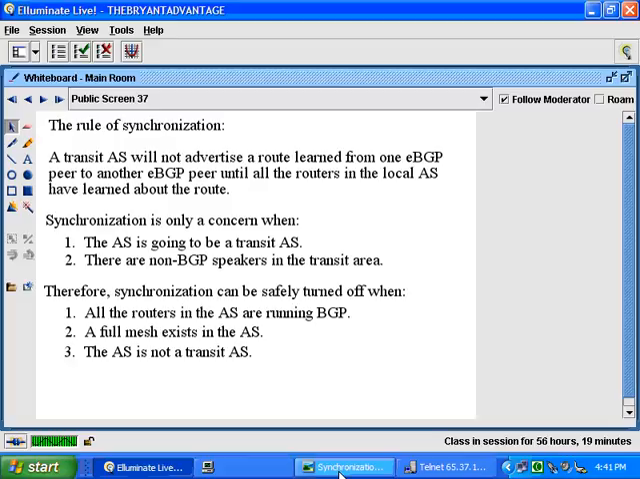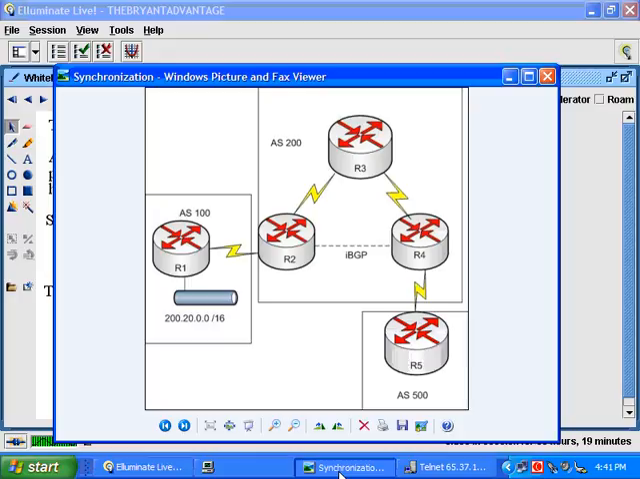Let's take a look at a situation where synchronization, though, would rear its ugly head. Here we have router 1 in AS100, and it's connected to a network 220.0.0.0/16, and it wants to advertise that and make sure that router 5 can reach it. Router 5 is on the other side of our network here, and it's in AS500. The only way for the data to get there is through AS200, which makes AS200 a transit area. So now we need to look at synchronization because we have a transit AS.